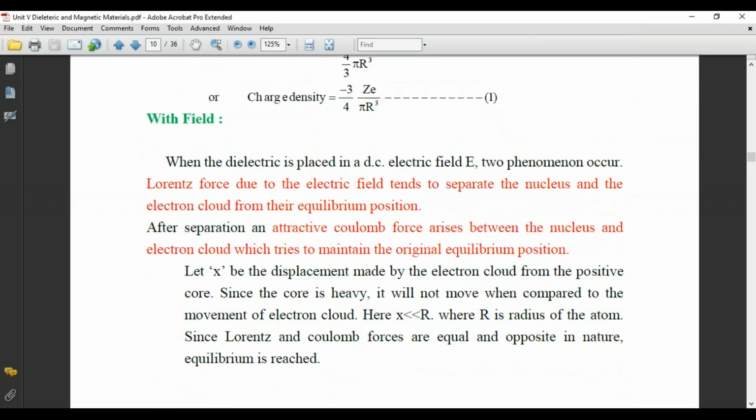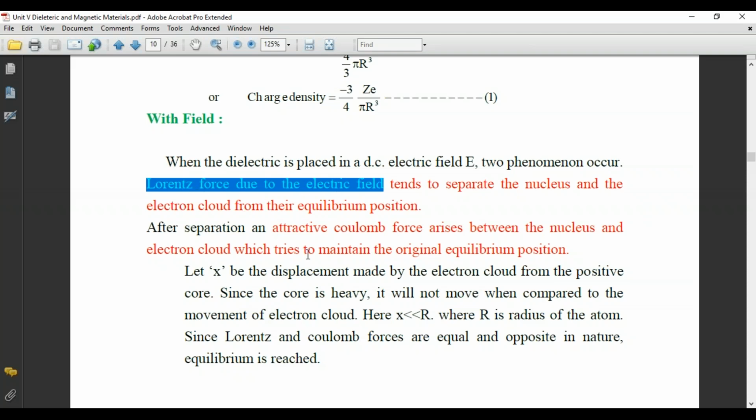The ions get separated, positive charge and negative charge get separated. In the presence of an electric field, what happens? Two phenomena occur. As soon as you apply an electric field, the Lorentz force due to the electric field comes into the picture, which tends to separate the nucleus and electron cloud from their equilibrium positions. As soon as you apply the electric field, a disturbance occurs in the dielectric material from their equilibrium position. That is what is called the Lorentz force.